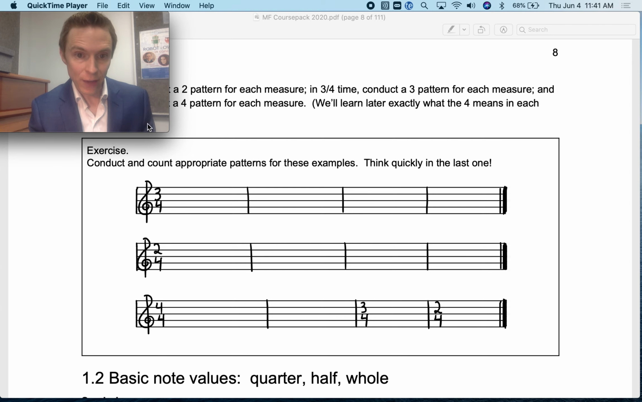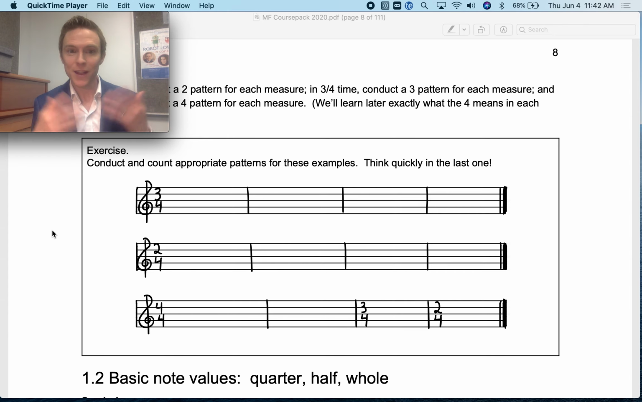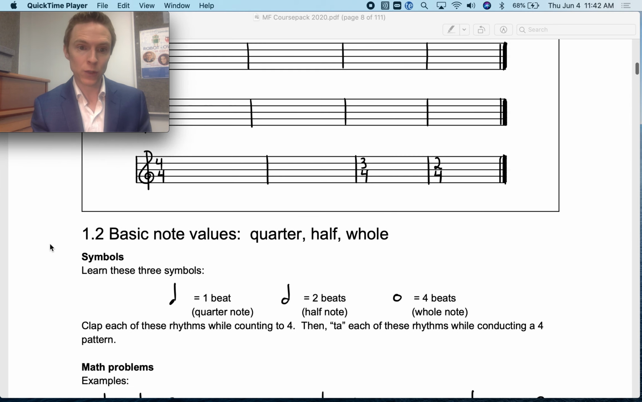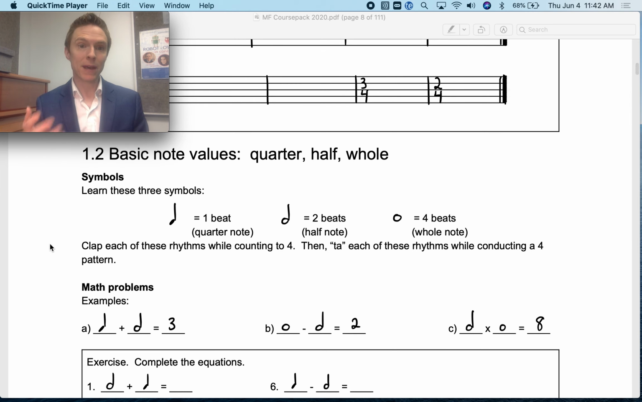We were working on these exercises here, and you had to keep track of a variety of things. You had to read the time signature, figure out what conducting pattern it corresponded to. You had to keep track of your bar lines and measures and all that sort of thing. But, as I'm sure you noticed, there were no notes in those examples. So what we're going to do next in section 1.2 is to learn 3 basic note values.